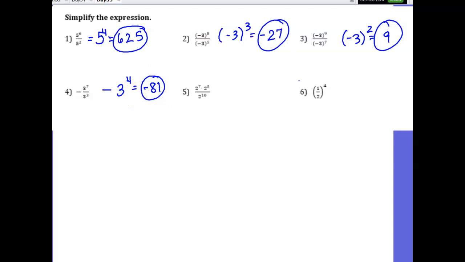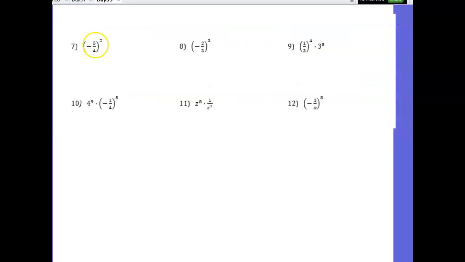Number 5, we're going to go straight across here, and we're going to get 2 to the 12th, when we add, divided by 2 to the 10th. When we subtract the exponents, because we're dividing, we would get 2 squared, which is 4. And 6 would be 1 to the 4th divided by 2 to the 4th, so we'd end up with 1 over 16. Number 7, we're going to take the -5 and square it, and 4 would be squared, so we're going to get 25/16. This would be negative 2 to the third over 3 to the third. So we're going to get a negative 8 over 27.